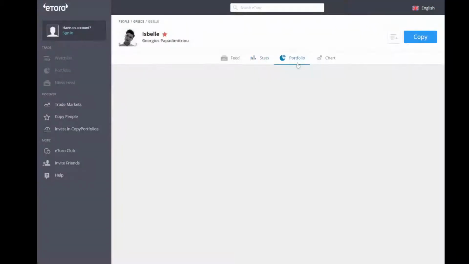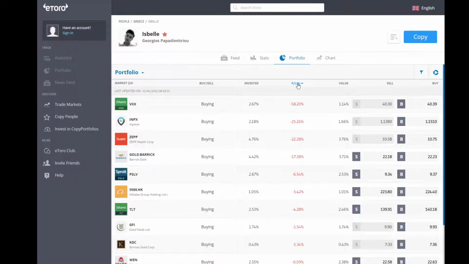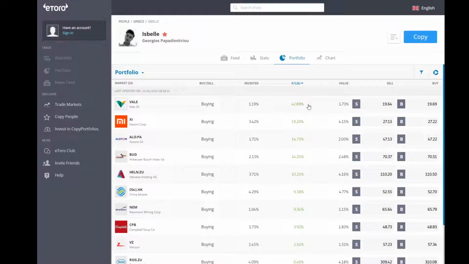So let's look at the portfolio. Usually what people are worried about is the invested is usually very different from the value, but it doesn't seem to be a problem here. So if you copy Isbelle, you're most probably going to get results that really mimic what he's doing. So this is the other side of the problem, right? So usually if you have like a 200% here and the invested is very different from the value, so you're going to get very different results.